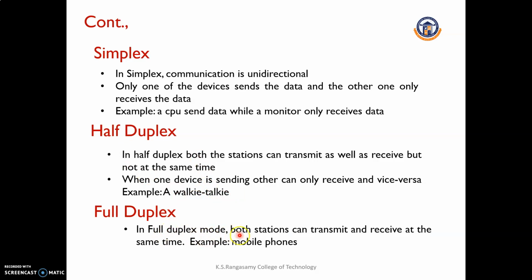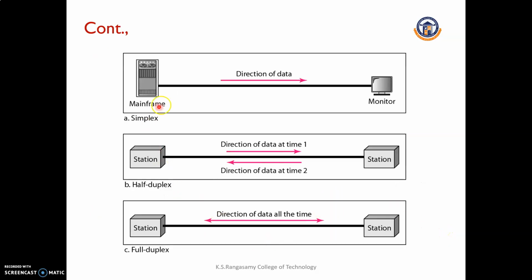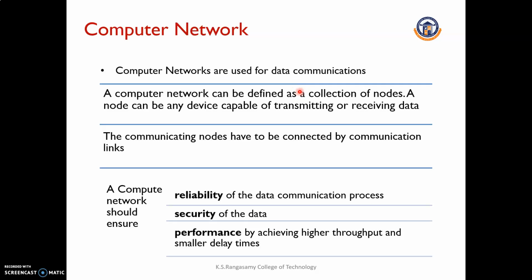The third type of data flow is full duplex. In full duplex mode, both stations can transmit and receive at the same time. For example, mobile phone usage. It's the diagram representation of simplex, half duplex and full duplex. Here the only difference is the direction of data and the data transmission time.